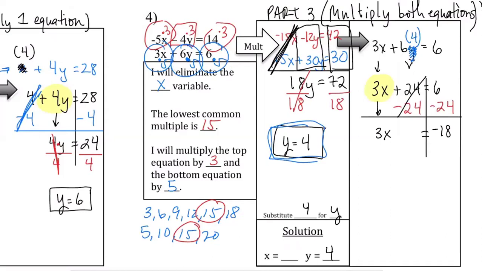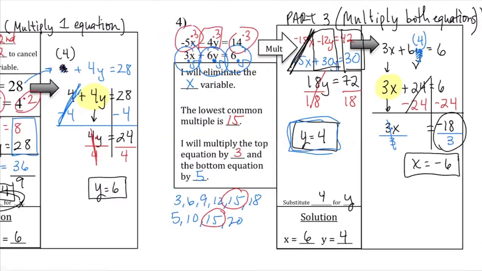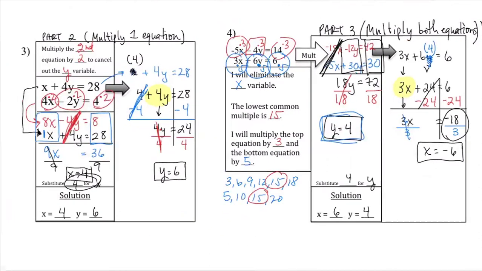Last step, we have a times by 3. The way you get rid of a times by 3 is by dividing by 3. So here we get x equals negative 18 divided by 3. Well, negative divided by a positive is negative. 18 divided by 3 is 6. So x is negative 6. All right, those are your two answers for 3 and 4. Make sure you have these not just done, but also study for the test that is coming up.